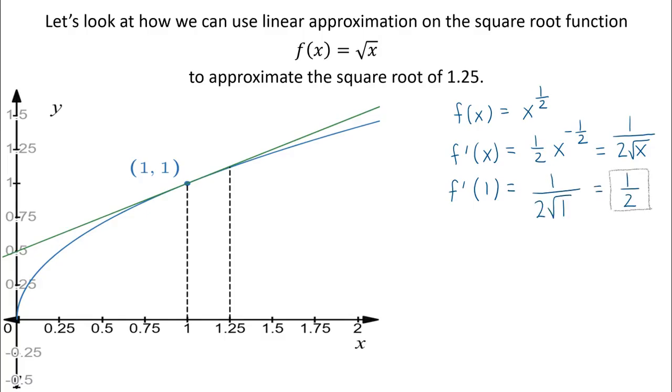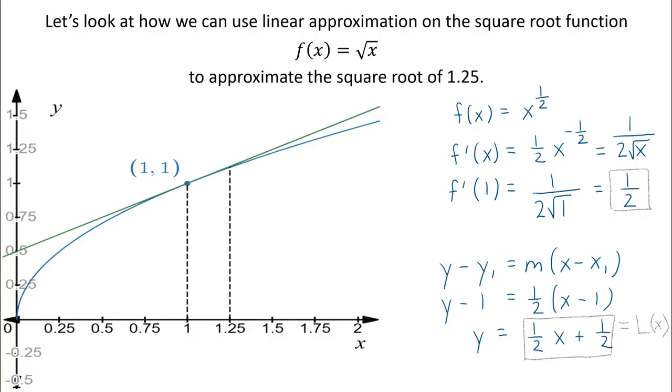That gives us 1/2. Now we can use the point of tangency and the slope to write the equation of the tangent line. Substitute 1 for x sub 1, 1 for y sub 1, and 1/2 for m. Distribute on the right to simplify, and then add 1 to isolate y. And that gives us y = 1/2 x plus 1/2. That is the equation of the tangent line when x is equal to 1.